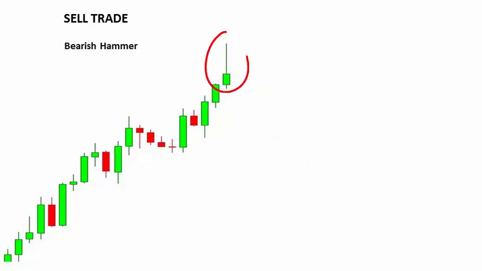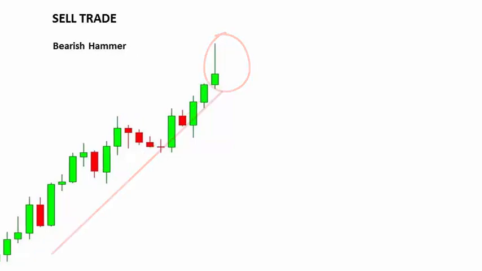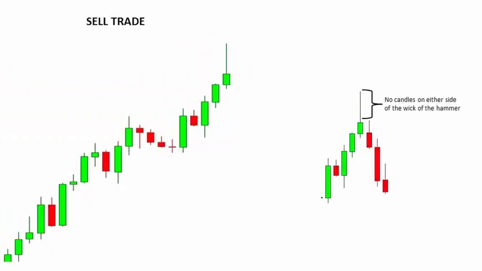The color of the hammer doesn't matter. It can be green or red, as long as the wick of the candle points to the upside and the body of the candle is to the downside. An important rule when trading a bearish hammer reversal candle is that it must occur at the end of a strong uptrend. One of the main characteristics of a bearish hammer candle is that it should clearly stand out, with no candles on either side of the hammer to compete with.